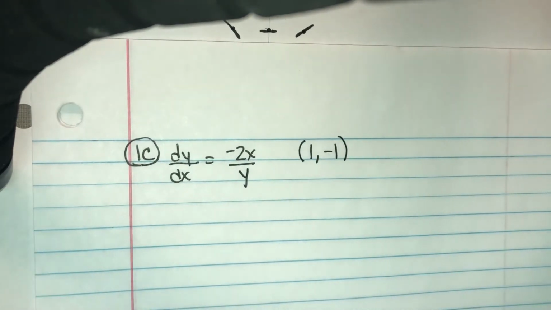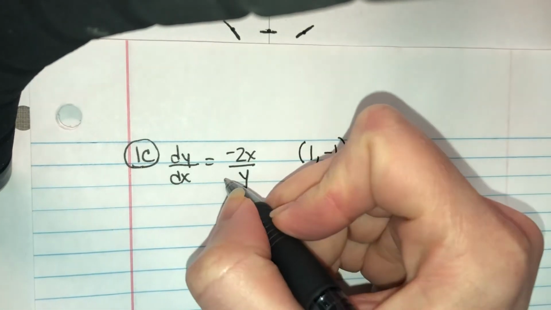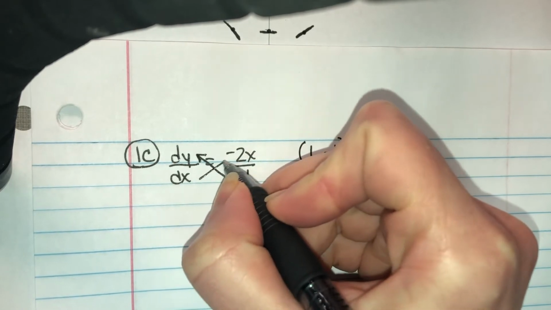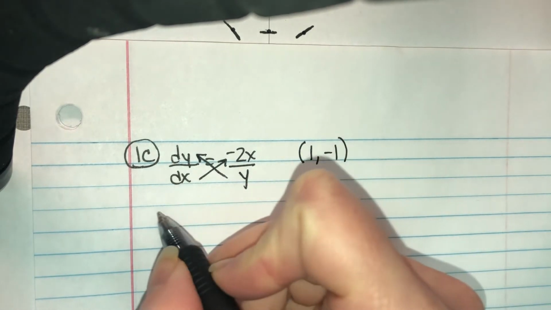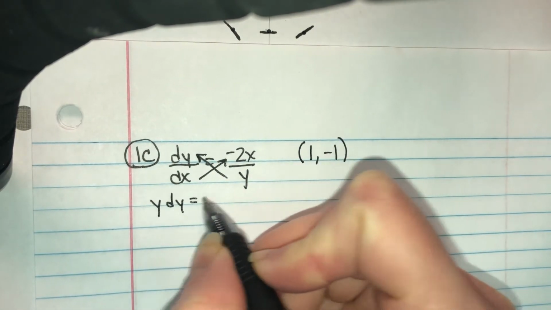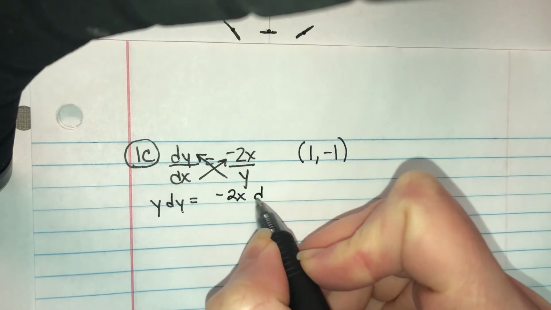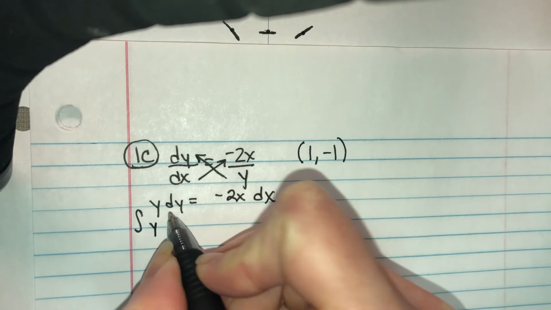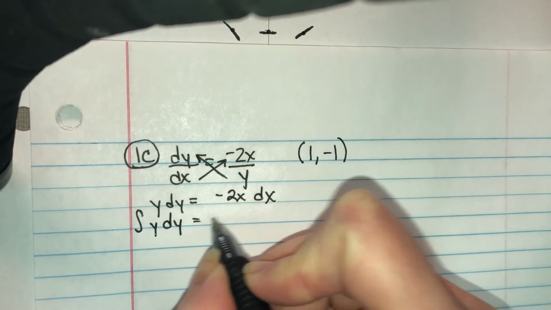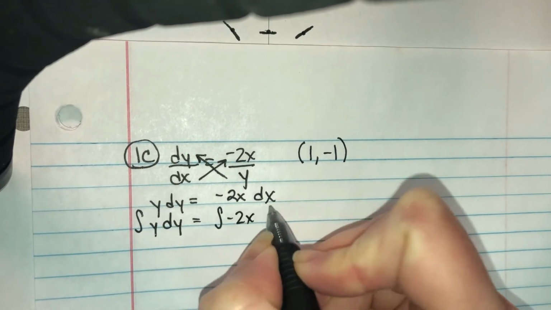So the way we're going to do this is we're going to use the method of cross multiplying. Y'all have done this a bunch of times before, solving proportion kind of problems. So we're going to say y times dy equals negative 2x times dx. And then we are going to integrate both sides of the equation. Integrate y dy and integrate negative 2x dx.